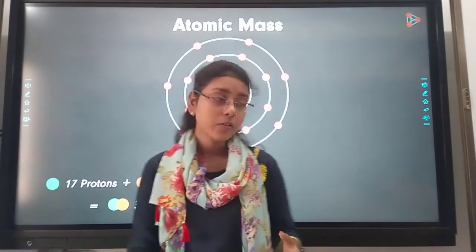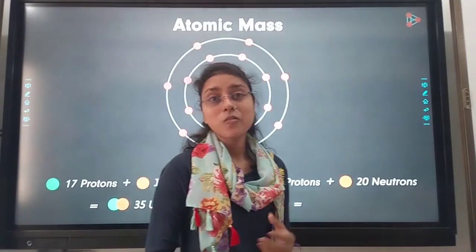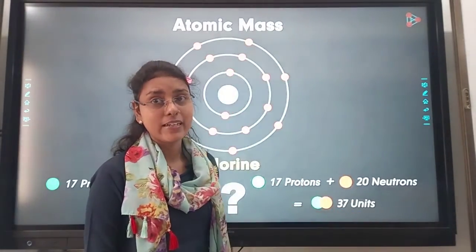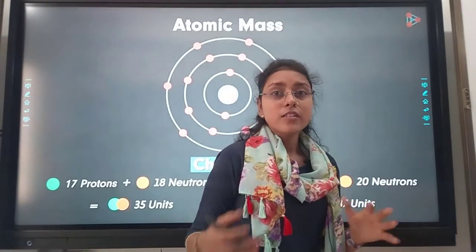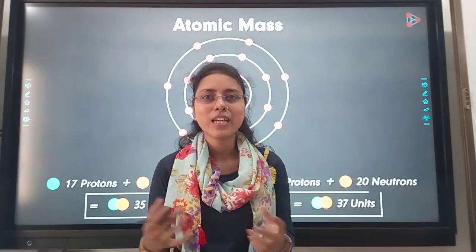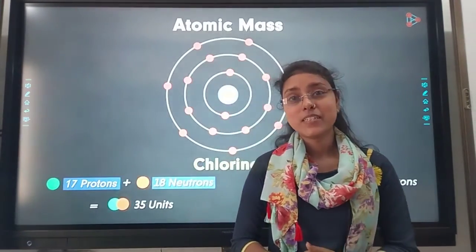But at the same time, another atom of chlorine has the number of protons 17 and the number of neutrons changed. The number of neutron is 20. So now what will be the atomic mass over here? Here the atomic mass will be 37, right? 37 AMU. So what will be the relation between such different types of atoms of a particular element? This is nothing but what is called isotopes.